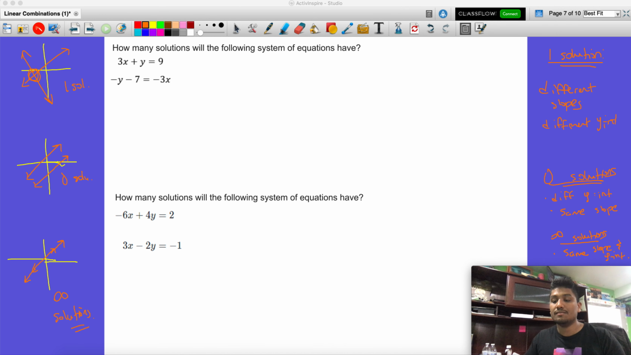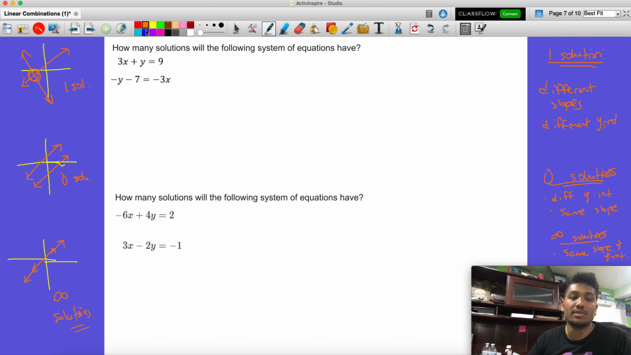So from there, let's try this. How many solutions will the following system have? The way that I would like to do this is, instead of just looking at it like this, we're going to put them in y equals mx plus b form. So if we have 3x plus y equals 9, you should really pause and try to figure this out on your own. If you don't get it, hit the play button and see where you messed up, and then pause and keep going.